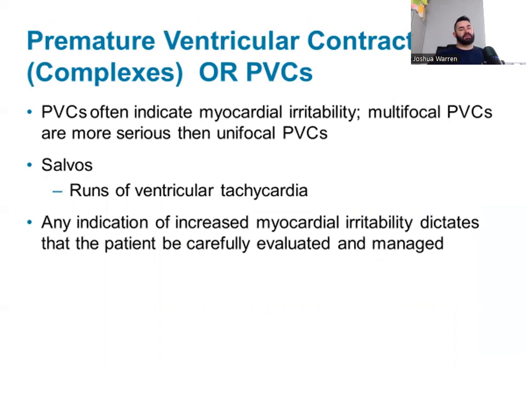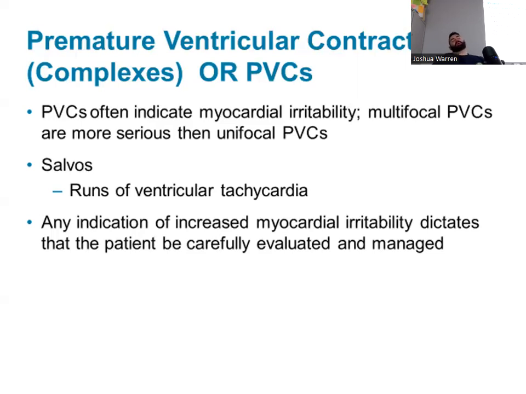Now, runs of VTAC is sometimes an event that happens that's called salvos. A run of VTAC is called a salvo. What is a bunch of PVCs in a row? It's a run of VTAC. Couple PVCs in a row is a run of VTAC. It is a sign of myocardial irritability. Could be acidosis, could be drugs, could be hypoxia, could be a lot of things that are causing this patient to have irritated heartbeat. Any indication, though, should be carefully and aggressively managed.